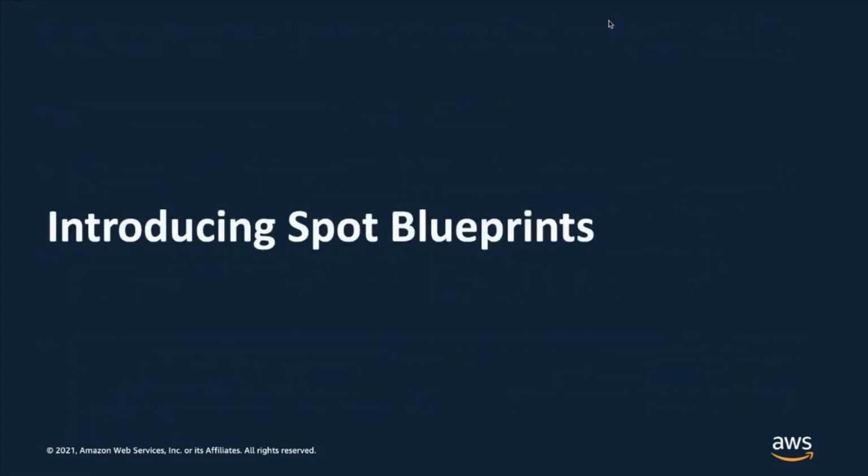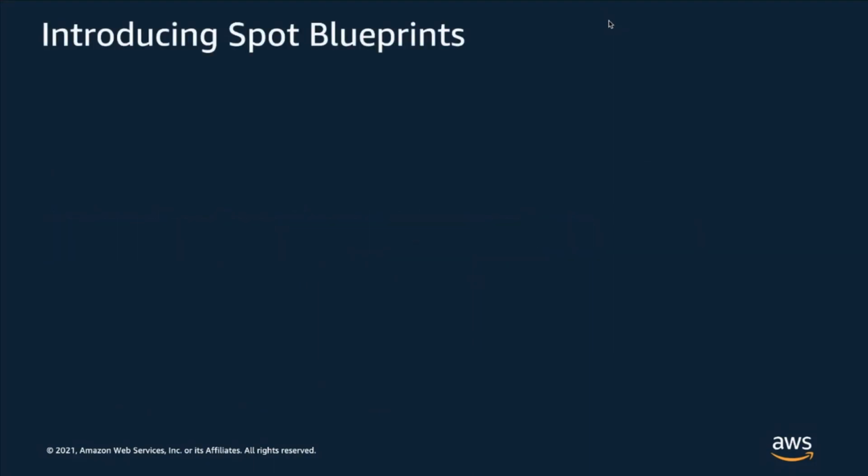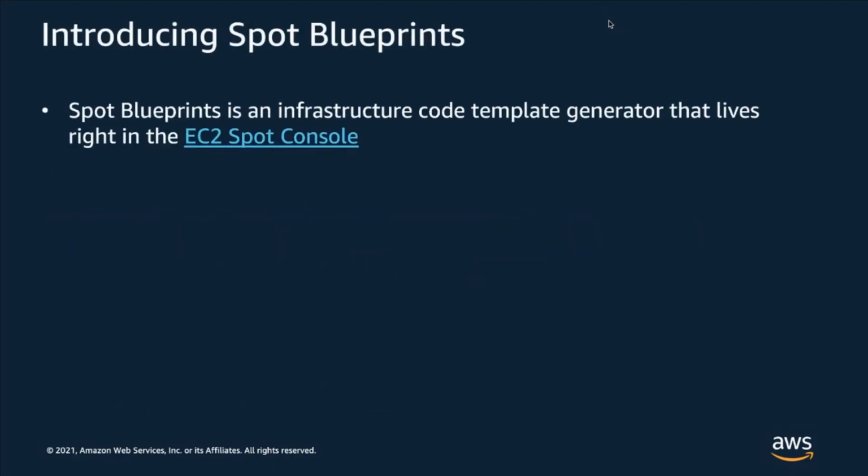And so this takes us to Spot Blueprints. Spot Blueprints is an infrastructure as code template generator that lives directly in the EC2 Spot console, right? We wanted to answer your request, give this to you right in the console, and help you get started quickly.